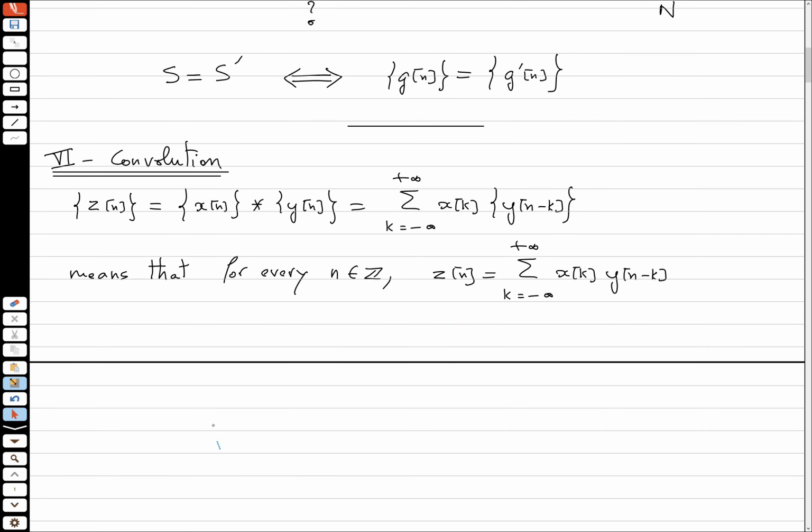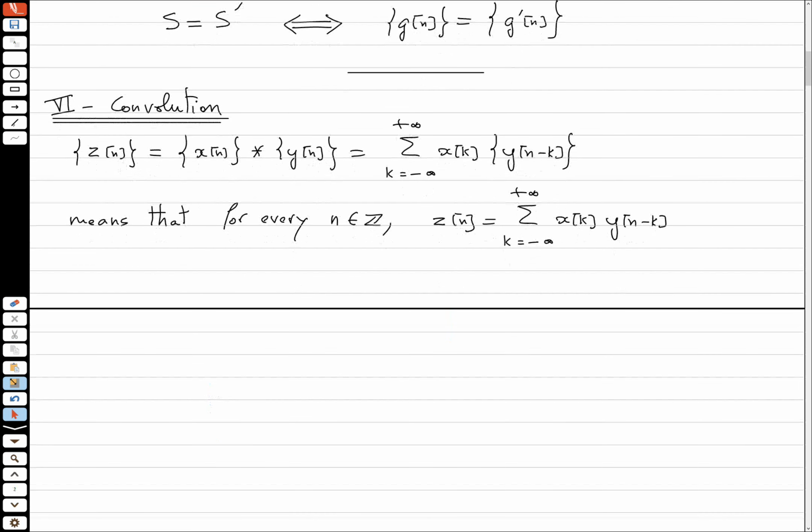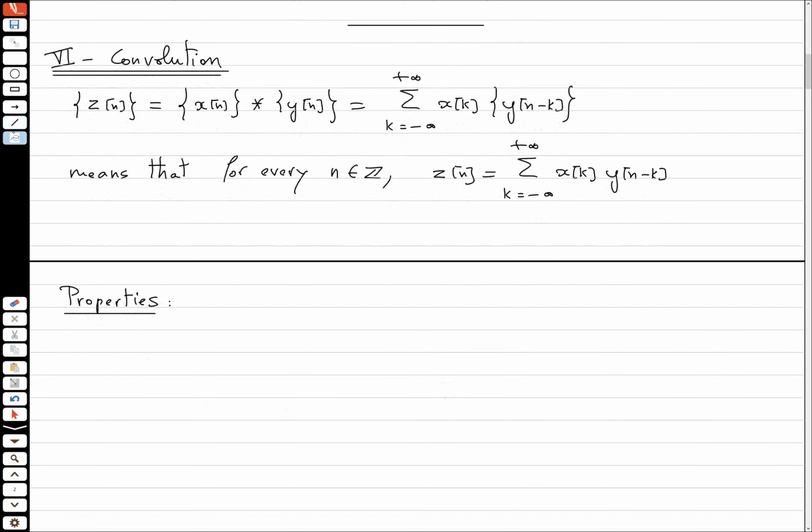The second thing to know about convolution is the list of its properties. Okay. First property about convolution is that it is commutative. Do you know what that means? It means you can commute x and y when you perform a convolution.